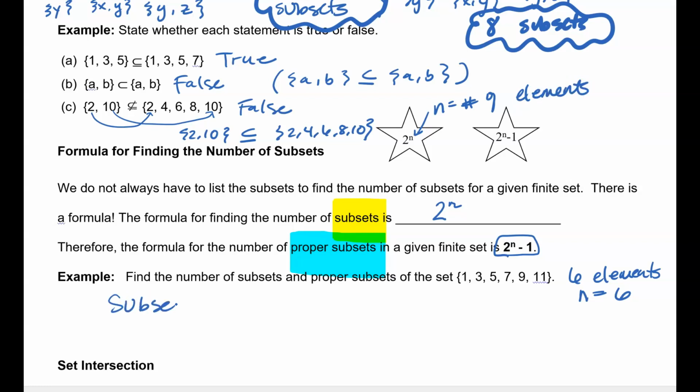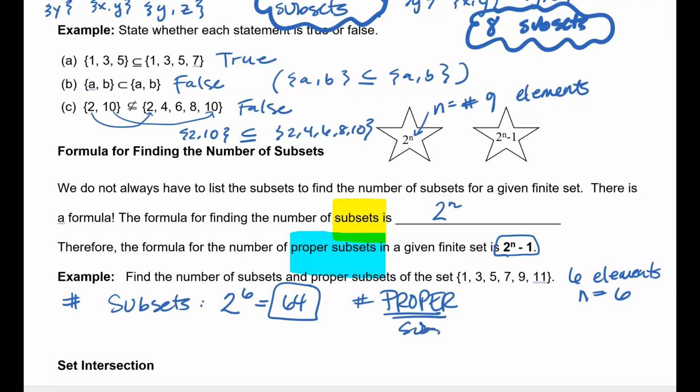So the number of subsets that this set is going to have is going to be 2 to the 6th power. And if we do that, we get 64. And then the number of proper subsets is going to be 2 to the 6th, which is 64, minus 1. So 64 minus 1, or 63.